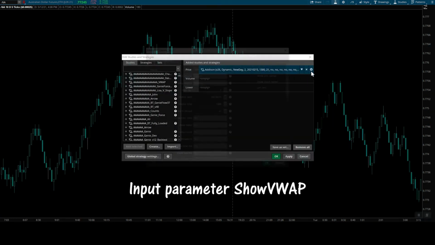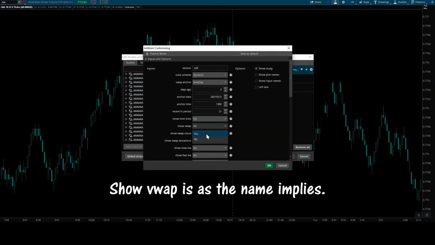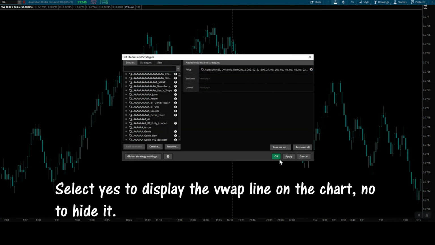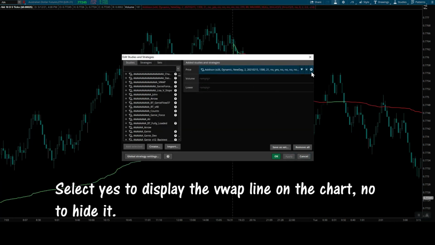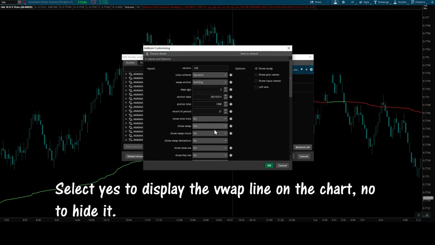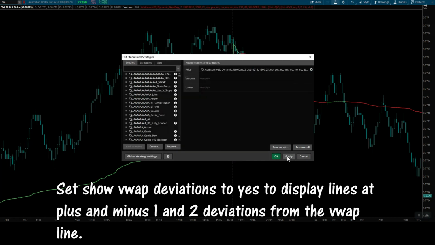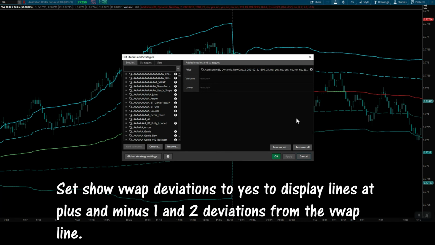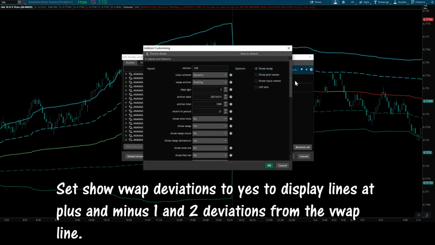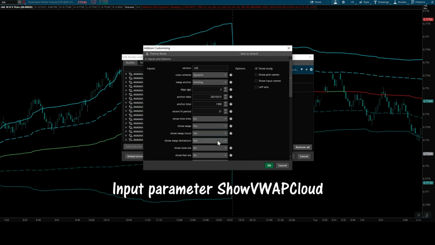Input parameter: Show VWAP. Show VWAP is as the name implies. Select Yes to display the VWAP line on the chart, No to hide it. Input parameter: Show VWAP Deviations. Set Show VWAP Deviations to Yes to display lines at plus and minus 1 and 2 deviations from the VWAP line.